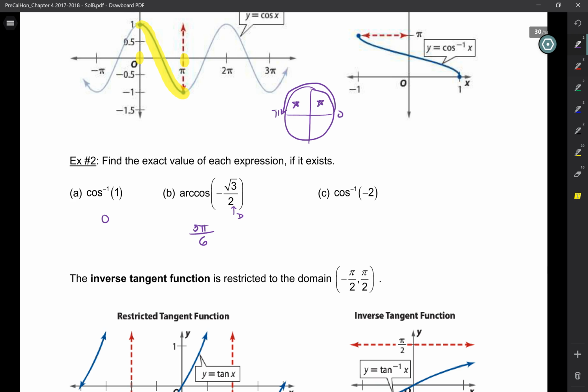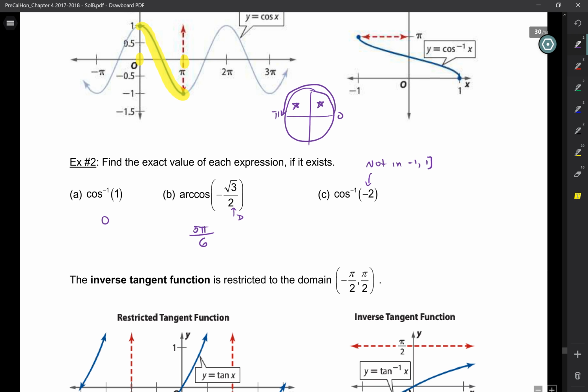Inverse cosine of negative 2. Not possible. Because that number must be between negative 1 and 1. Remember, sine and cosine have a range from negative 1 to 1. When I turn that into the domain for inverse sine and inverse cosine, then the domain for inverse sine and cosine must be negative 1 to 1. So the argument for the inverse sine and cosine, the number in that parenthesis, must be between negative 1 and 1.